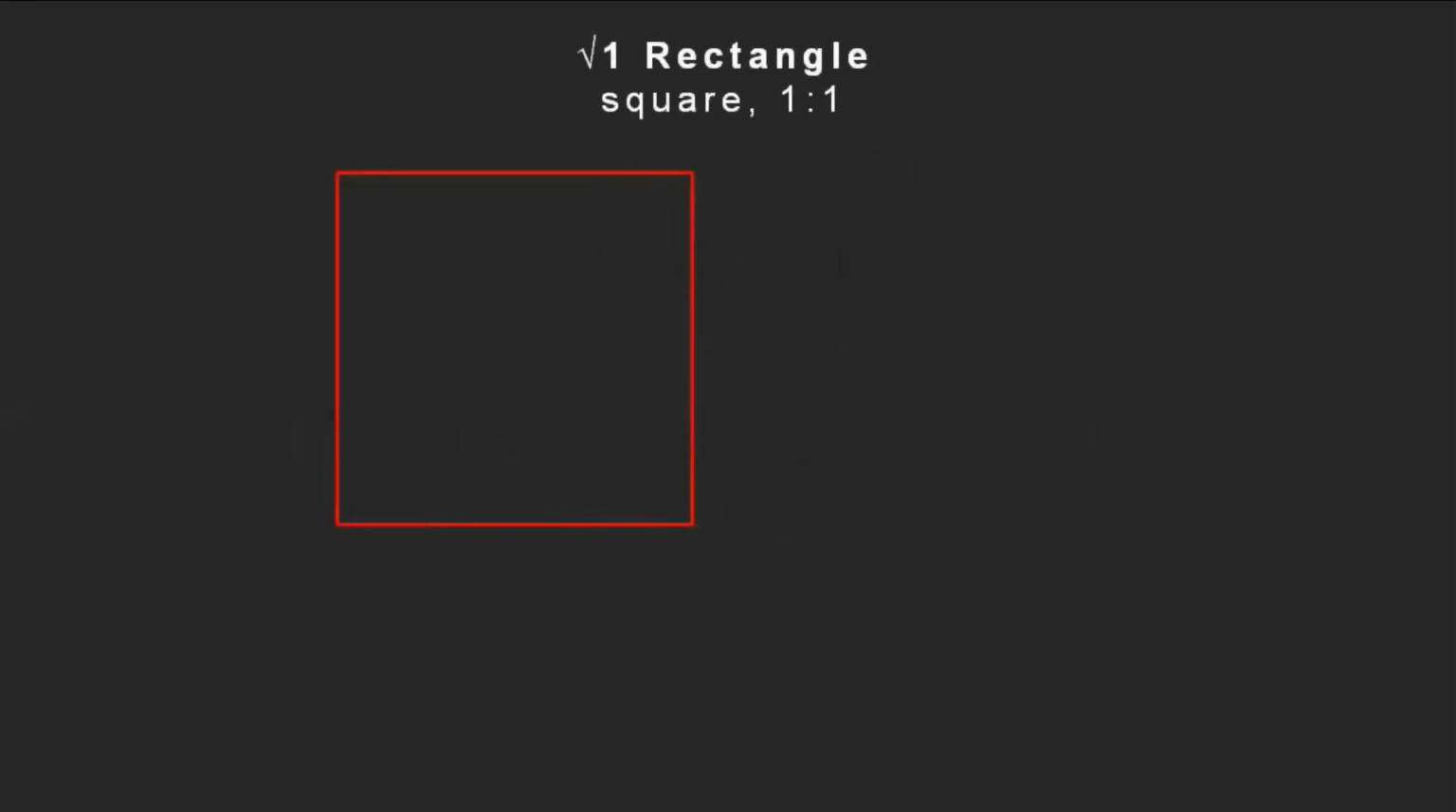I have a square, the root 1, and I'll take the diagonal of that square. And that measurement I'll drop down precisely along the bottom line of the square. And where that extends to, I'll have created the root 2 rectangle.